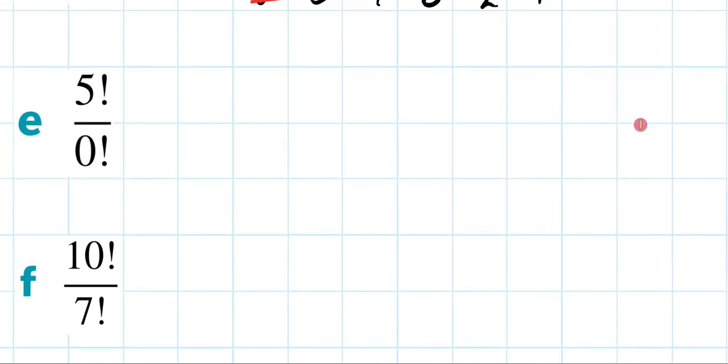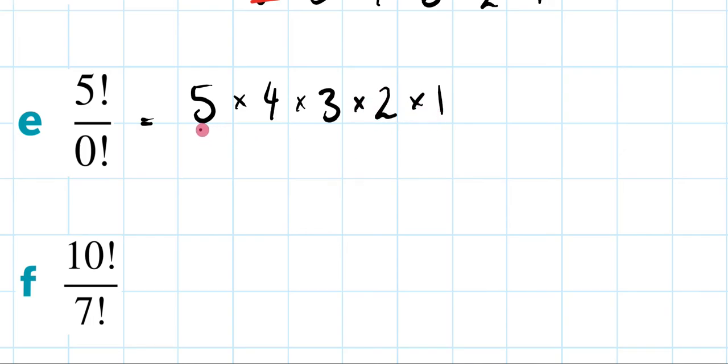Let's come down to the next one, which is 5 factorial over 0 factorial. So 5 factorial is 5 times 4 times 3 times 2 times 1. 0 factorial is simply 1, which means that 1 is going to cancel out with that 1. And now what I have to figure out is what is 5 times 4 times 3 times 2. 5 times 4 is 20. 3 times 2 is 6. 20 times 6 is 120. I'm just going to put the answer right there.